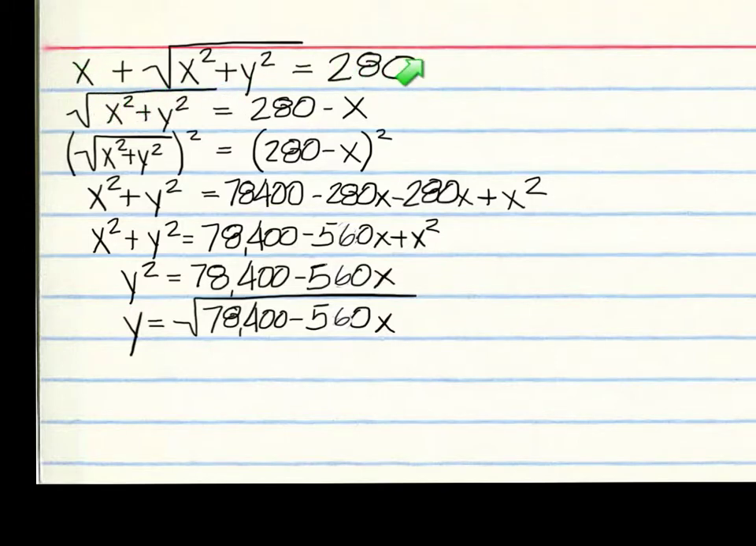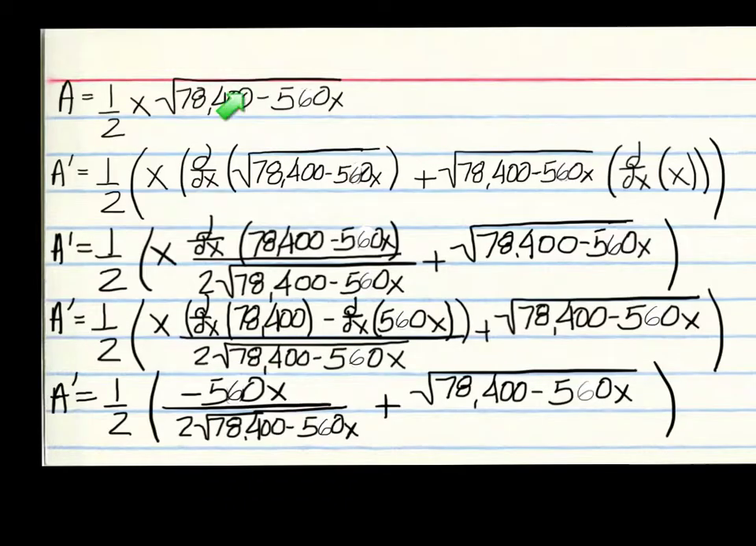Move the X over and then square both sides so you can get rid of the radical sign. That means you free up these two here, but over here you have to do multiplication. This times itself will give you this. Notice you have an X squared on both sides, so they cancel out. And you're going to be left with Y squared equals 78,400 minus 560X, but you need the square root of both sides to free up the Y. And you'll end up with this on the right side.